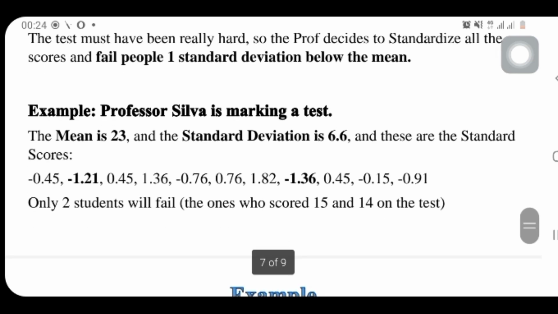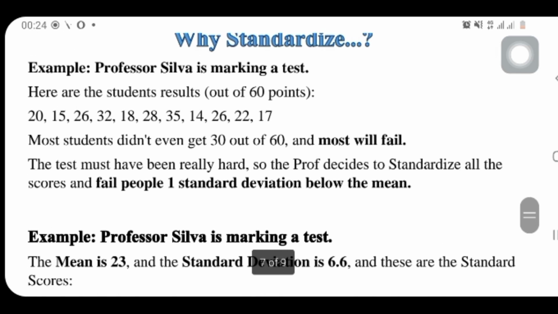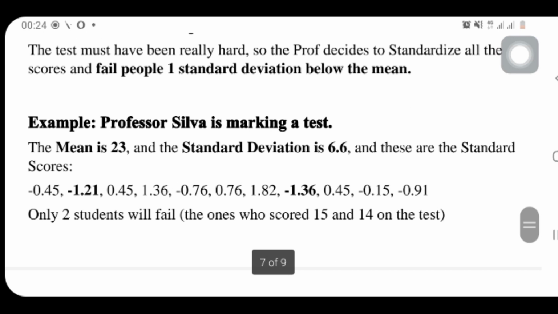The mean is 23 and the standard deviation is 6.6, and these are the standard scores. You can see the standard scores given below. Only two students will fail. Before the standardizing we have lots of failures, but after the standardizing we have only two failures. So I think that you understand something about this.